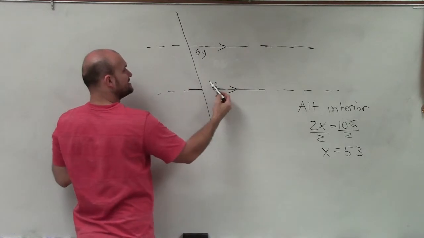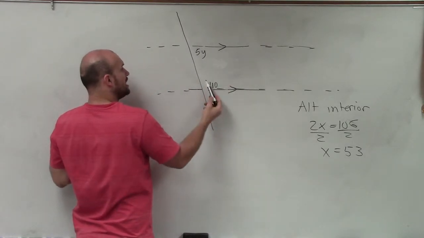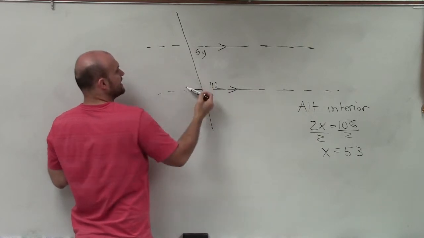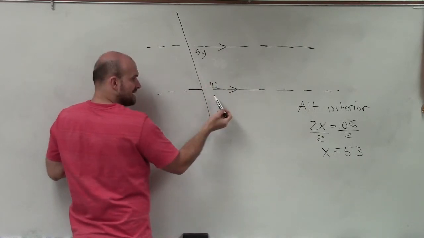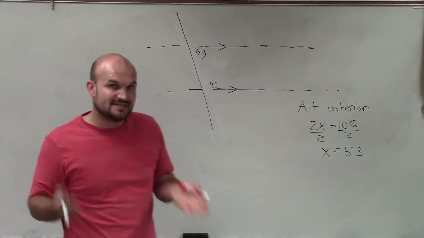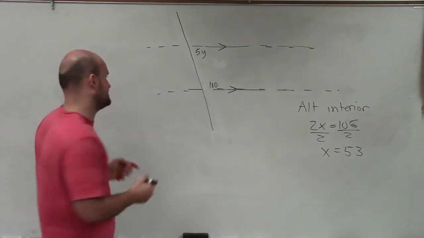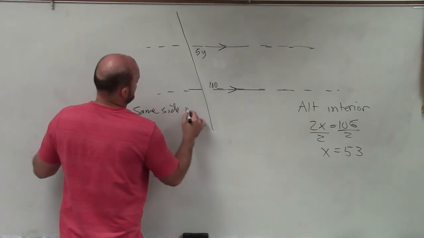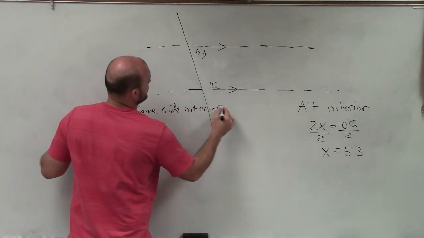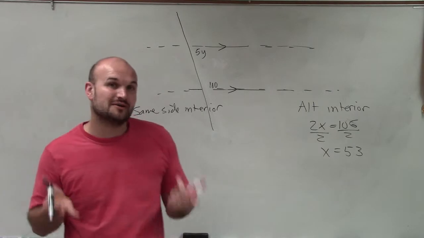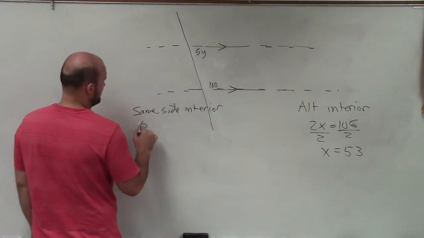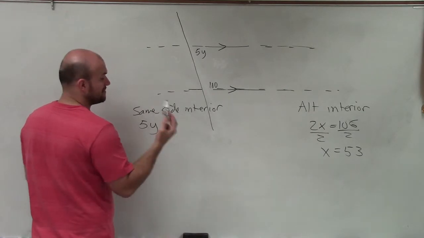So these two angles are both interior, just like the last example. But now, instead of being on alternating sides, they're on the same side. And therefore, since they're both interior but on the same side, they're what we call same side interior. Only one set of interior angles are equal to each other. Those are alternate interior. So same side interior angles are what we call supplementary. And if they're supplementary, that means they add up to 180.